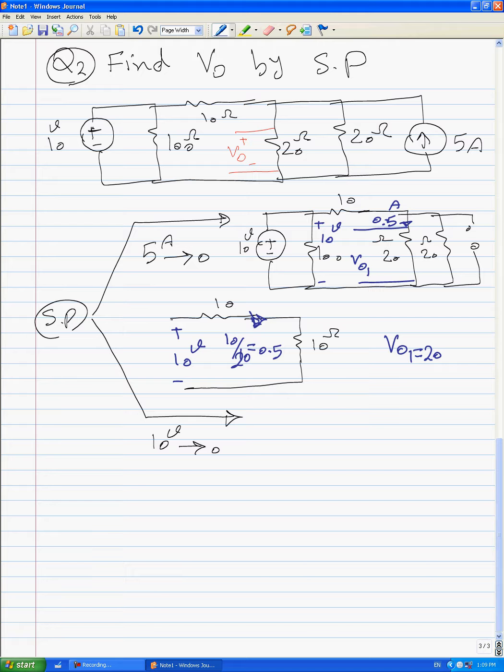divided between 2 20-ohm resistors, the current for each 20 should be 0.25 amps. That's why Vout1 should be 20 times 0.25 amps, and is equal to 5 volts.